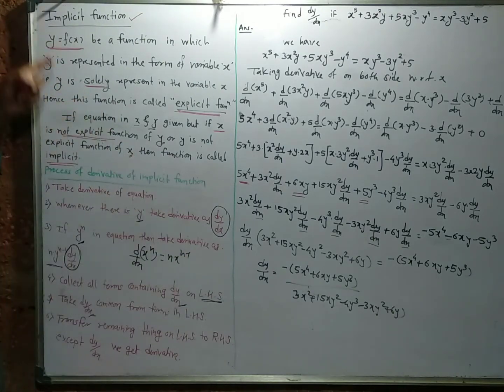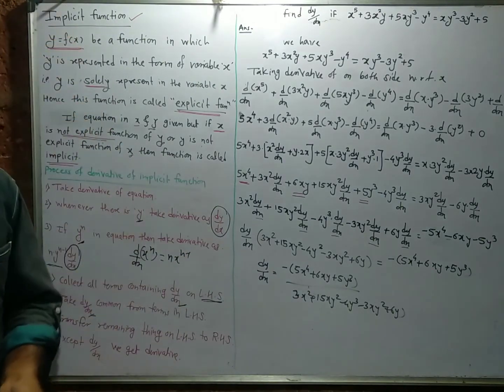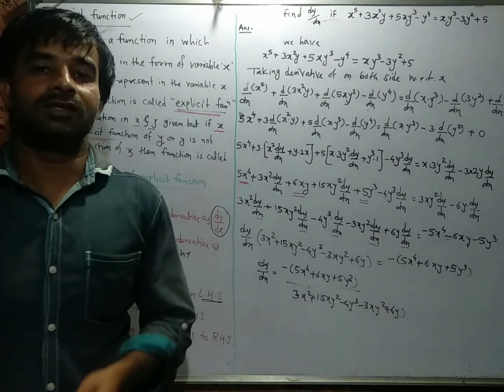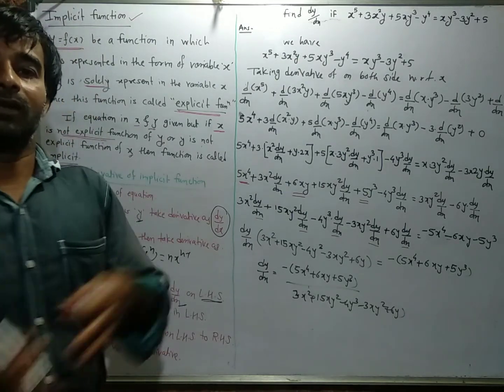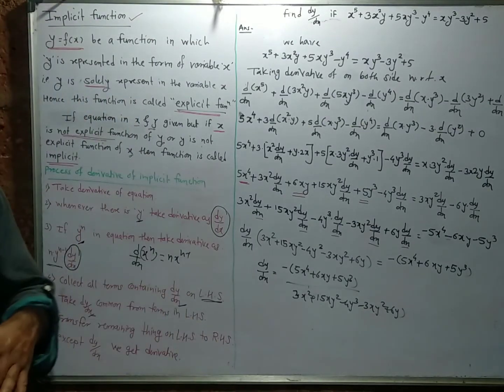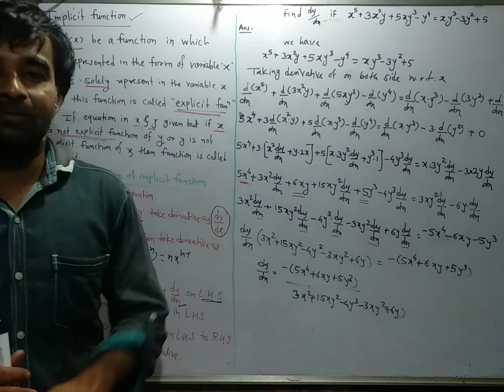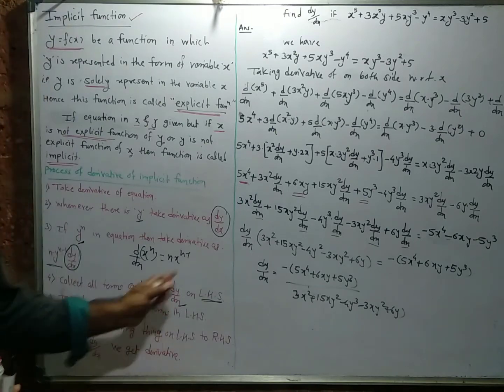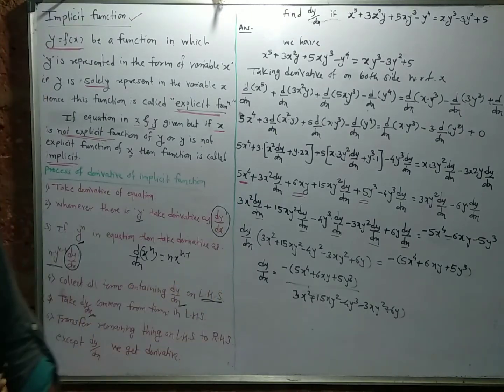What is an implicit function? An explicit function is one in which one variable is represented in terms of another variable, but in an implicit function we can't separate the two variables from each other. That means x and y are not separated from each other. At that time you can follow that procedure.